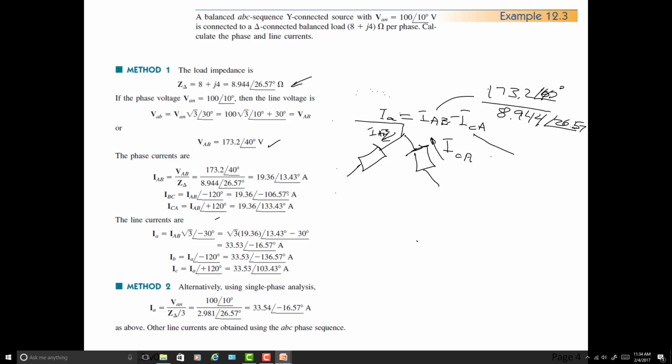There's a similar one here. You can look at it in the text. It's this guy, right? And we now have this, right? And all we need to do is subtract the two, right? We know that IAB minus ICA is going to be this. So we also went through, those are phase currents that have been found. We're asking for both phase and line currents.